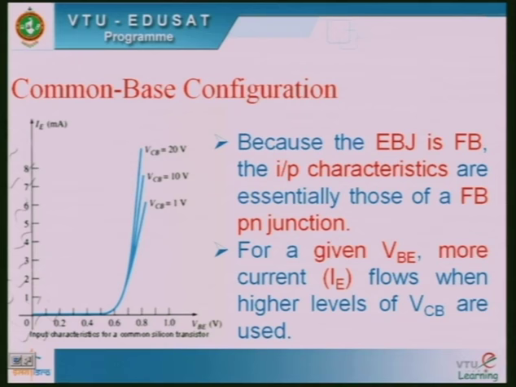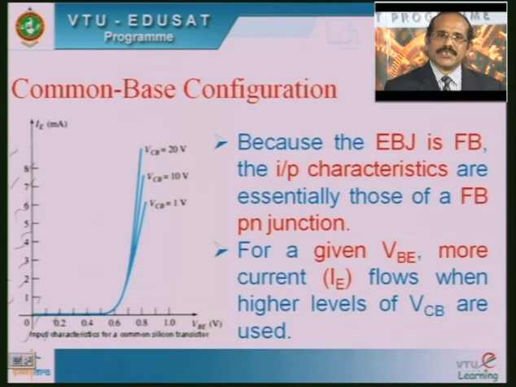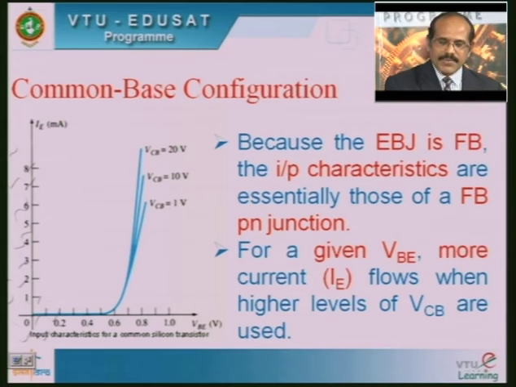So friends, the conclusion you can draw is that when the emitter base junction, that is the input junction, is forward biased, the input characteristics are essentially similar to those of a forward biased PN junction. Until VBE becomes equal to the cut-in voltage or threshold voltage, the current will be 0. When it exceeds the cut-in voltage, the current will start flowing.